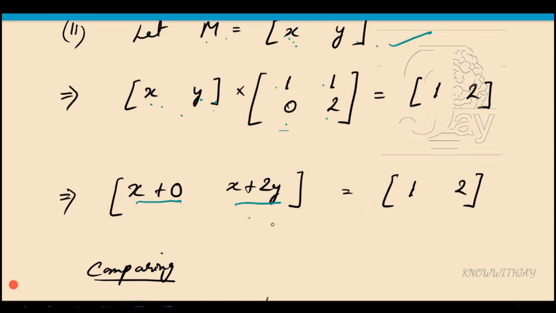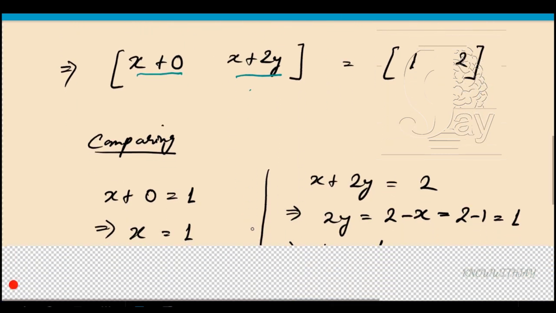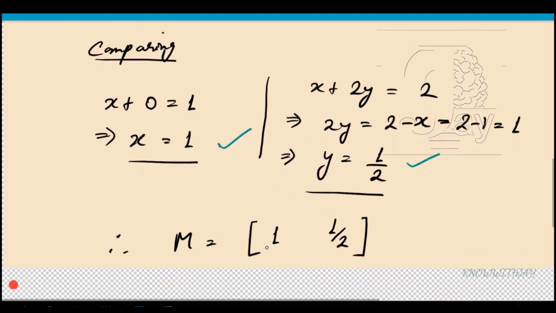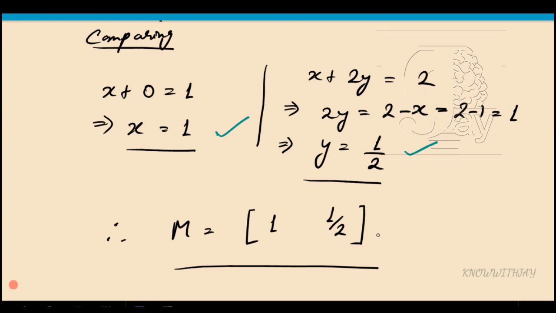So now we can compare the two equal matrices. So comparing the first element we get x equals 1, and comparing the second element we get y equals half. So what is the matrix M? So M is 1 and half. This is the matrix M.